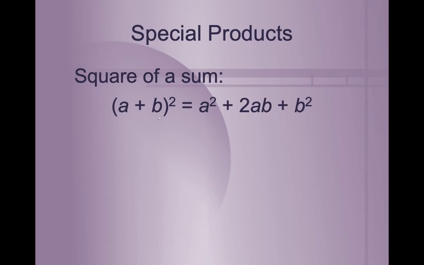Whatever a and b are, if you multiply those together, a times b, and then multiply it by 2, that's going to be your middle term. And then your last one is going to be b squared, whatever this one is. We're going to look at some examples, but anyways, this is what you need to memorize.